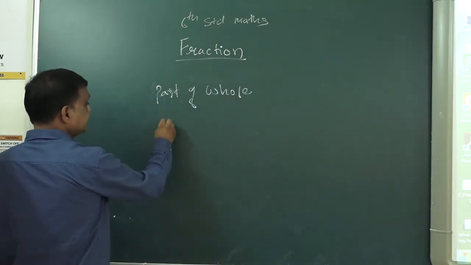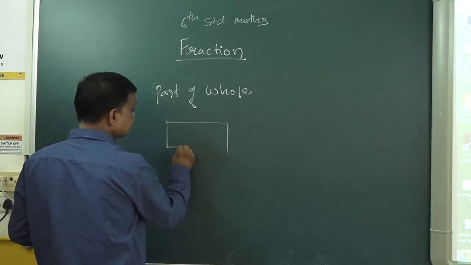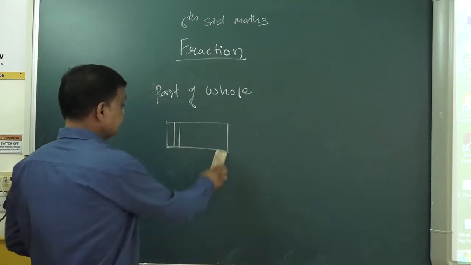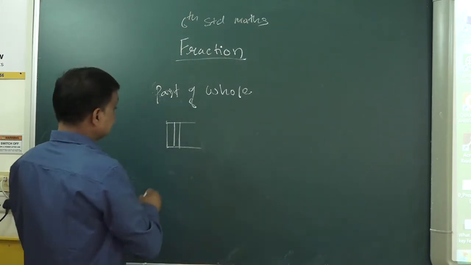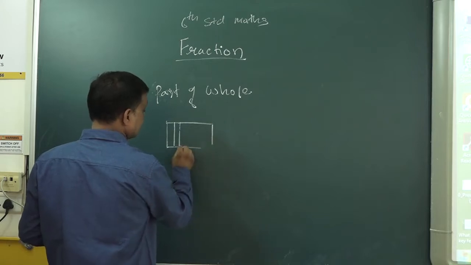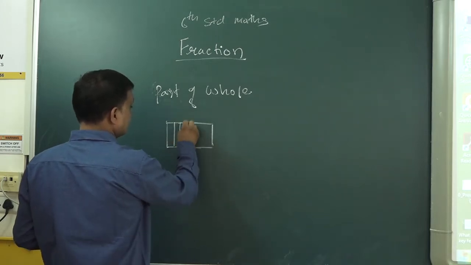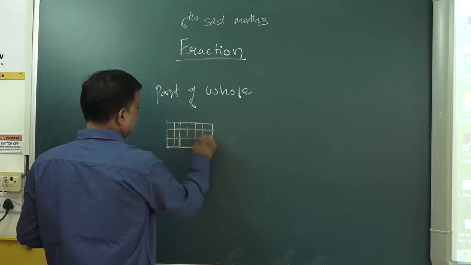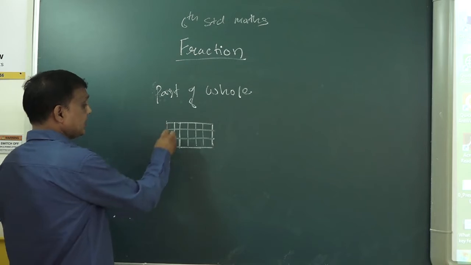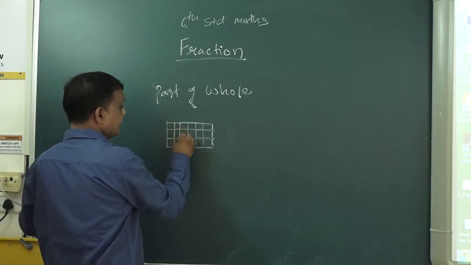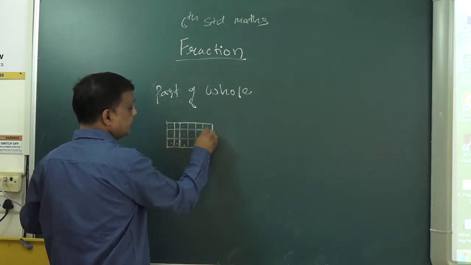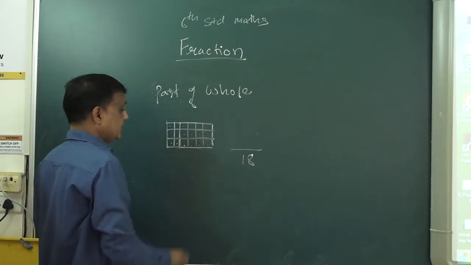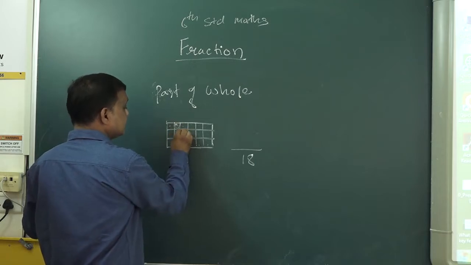Now one more we are taking. Here I have a rectangle. In the rectangle I am making some parts. Now, the rectangle: 1, 2, 3, 4, 5, 6, 7, 8, 9, 10, 11, 12, 13, 14, 15, 16, 17, 18. I made 18 parts. So 18 will become the denominator.